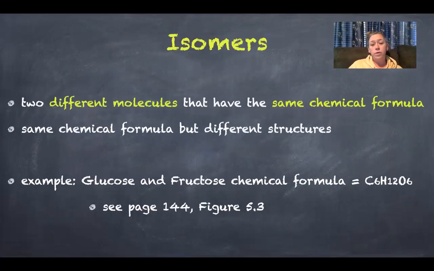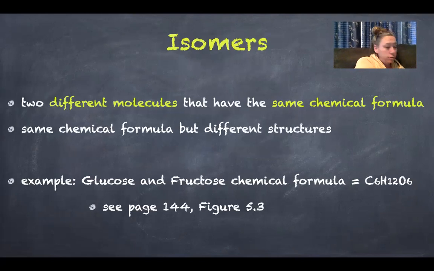So, isomers. The definition of an isomer is two different molecules that have the same chemical formula. So they have the same formula, but they have different structures. If you turn to page 144, on the bottom, glucose and fructose are both sugars. We talked about glucose before, and they have the same chemical formula, C6H12O6.